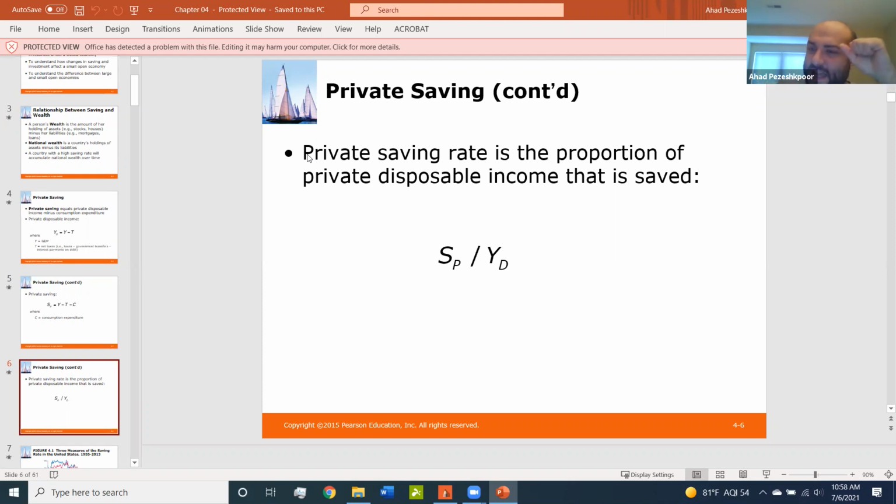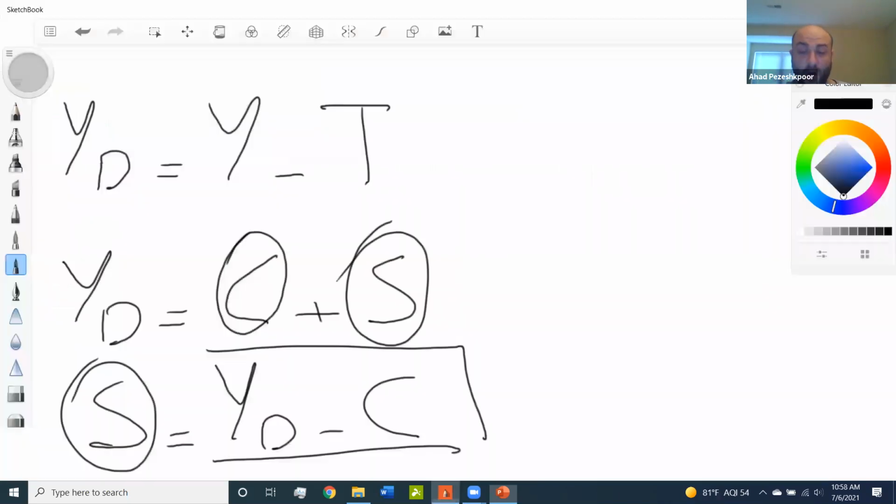This basically says how many cents I save from $1 of disposable income. This shows what kind of person I am. Am I an altruistic person? Do I look to the future, or do I live in the moment? This can be shown by my saving rate. Private saving divided by YD.